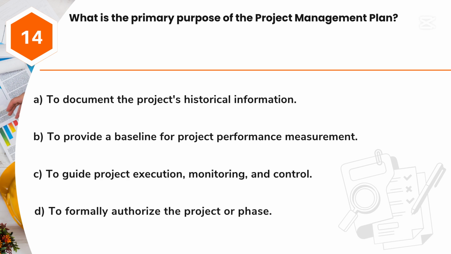Question 14. What is the primary purpose of the project management plan? A. To document the project's historical information. B. To provide a baseline for project performance measurement. C. To guide project execution, monitoring, and control. D. To formally authorize the project or phase.